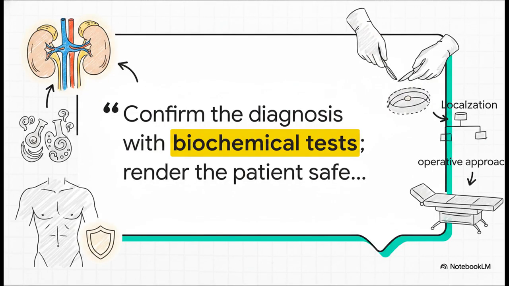To wrap up this explainer, I want to leave you with a core philosophical framework directly from Bailey and Love that perfectly encapsulates all of endocrine surgery. Confirm the diagnosis with biochemical tests, render the patient safe, consider localization, decide if surgery is indicated, choose the operative approach. It's a brilliant summary. I challenge you to confidently apply this exact stepwise logic to every complex patient you see in your future clinical practice.